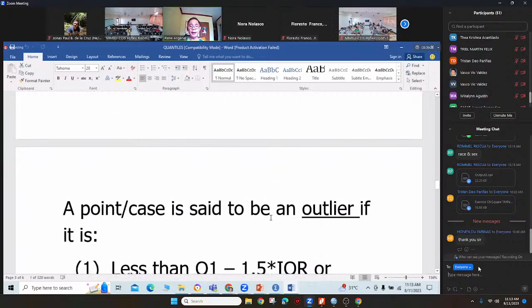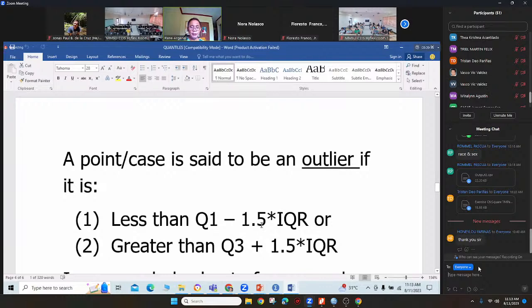Now I define here, because I would like you to know how to determine whether a case or a point is an outlier or not. A point, case, or observation is said to be an outlier if it is less than Q1 minus 1.5 IQR or greater than Q3 plus 1.5 IQR. So there are two criteria to determine whether an observation is an outlier.